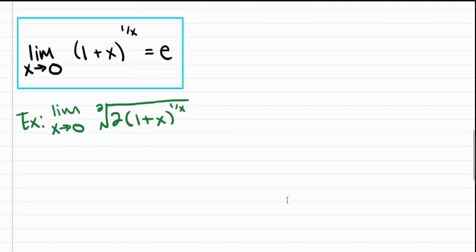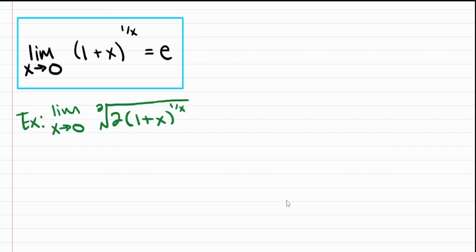The last one we're going to look at is the limit as x approaches 0 of (1 plus x) to the 1/x power, which always equals e. So this one comes in handy when we have an x in the exponent. It can be a little bit tricky to use though, so let's give this one a try.